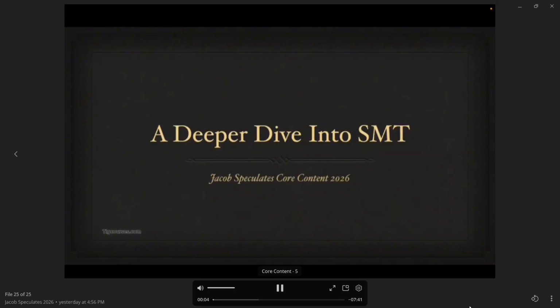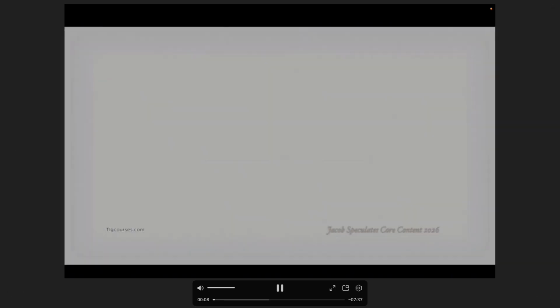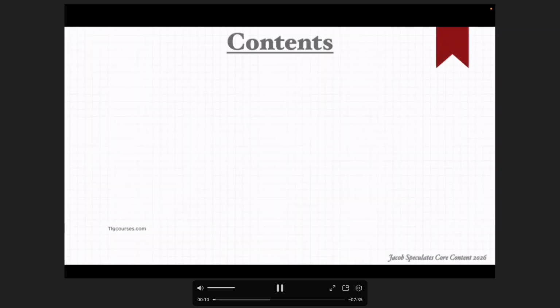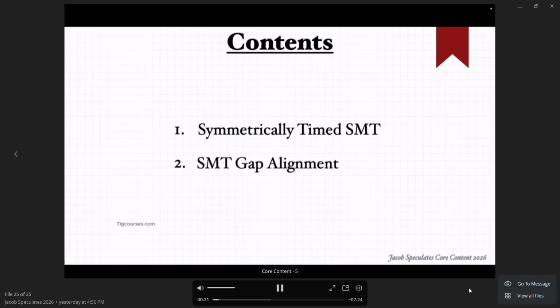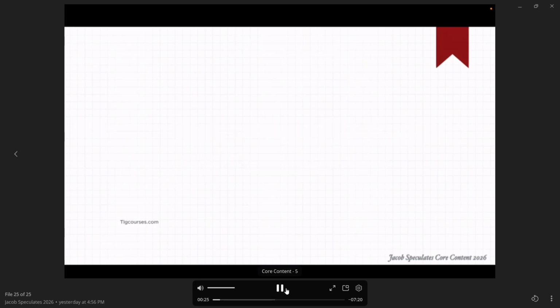In this one we will be showcasing a deeper dive into SMT. So getting started with the contents, we'll be showcasing two different things inside of this video. The first piece of information is symmetrically timed SMTs, and the second piece of information is SMT gap alignment.